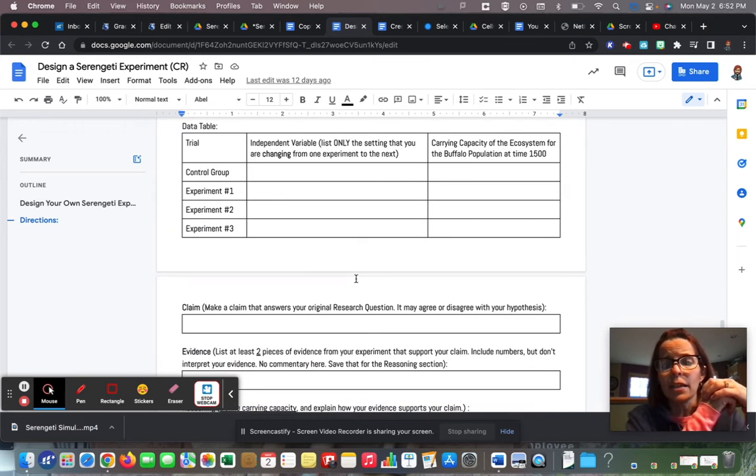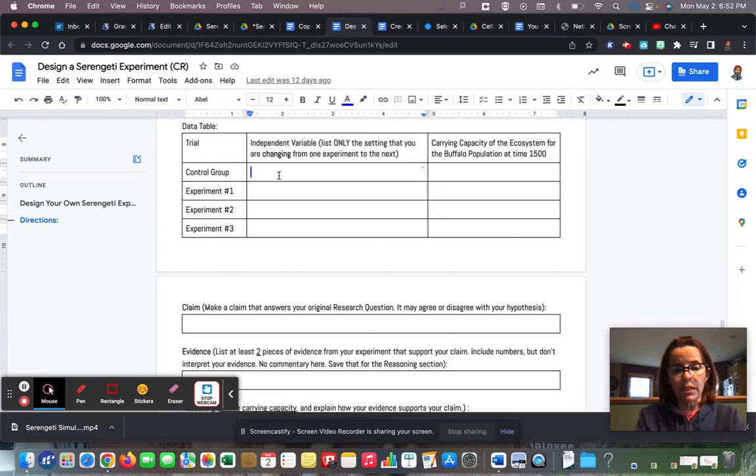Next, you make a data table. What was your control group? So how was your control group different? So 0 wildebeest was my control group. And then for my experiment, I did 20 wildebeest, and then I did 40 wildebeest, you get the idea, and then I did 60 wildebeest, okay?